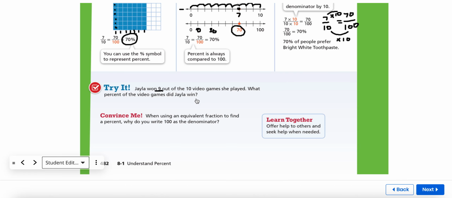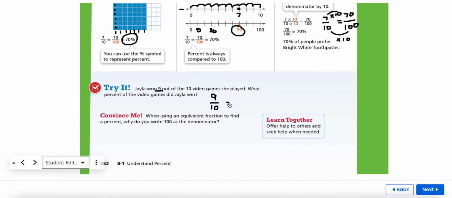Video games that she played. What percent of the video games did Jayla win? Okay, so let's use the last method because it's the fastest and you're used to it. So we're gonna write 9 over 10. That's what I have. This is the number of video games, 9 out of the 10 in total.